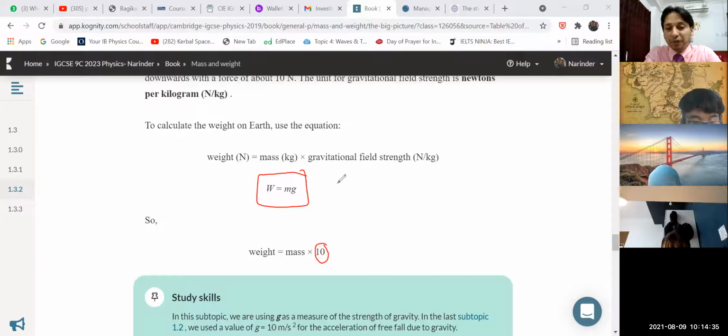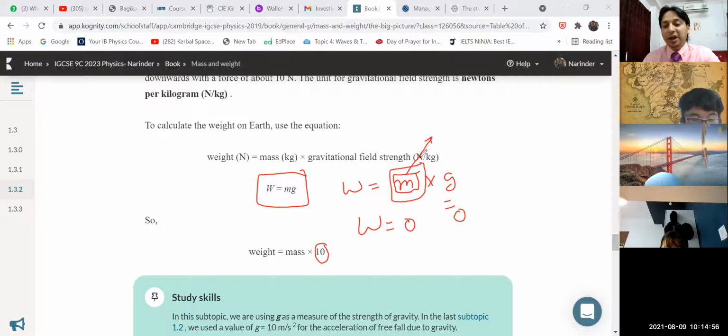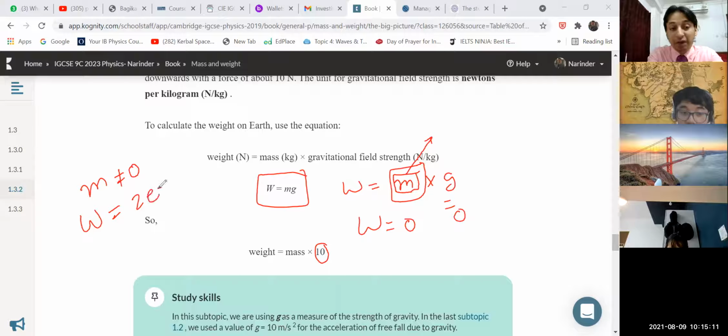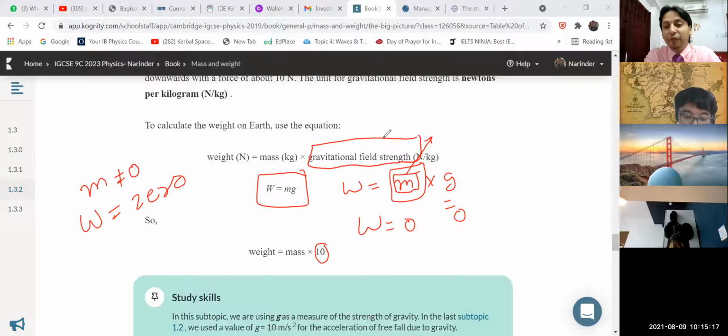So weight depends on mass, but mass is mass. If I put the value of g as 0, the weight of the object can be 0. But even if I take a small particle, maybe an atom, it still has some mass. So students, please remember, mass can never be equal to 0 if we have certain material. Weight, W, can be 0, depending upon this factor, gravitational field strength.